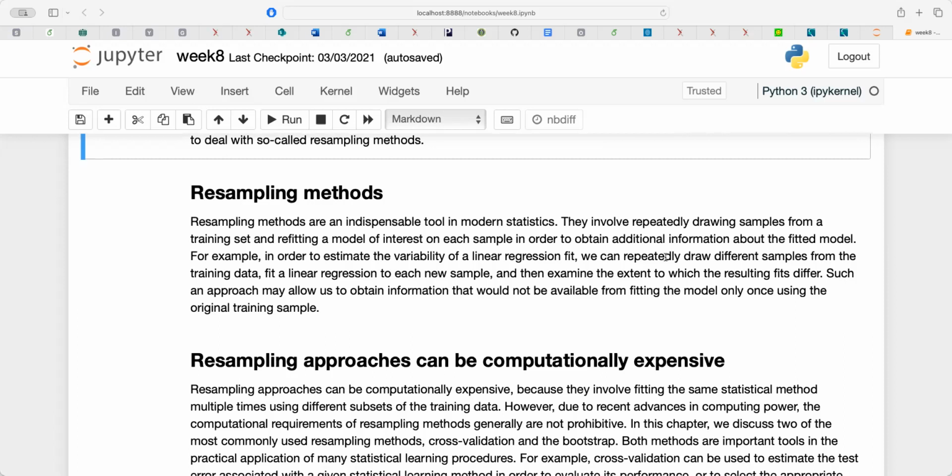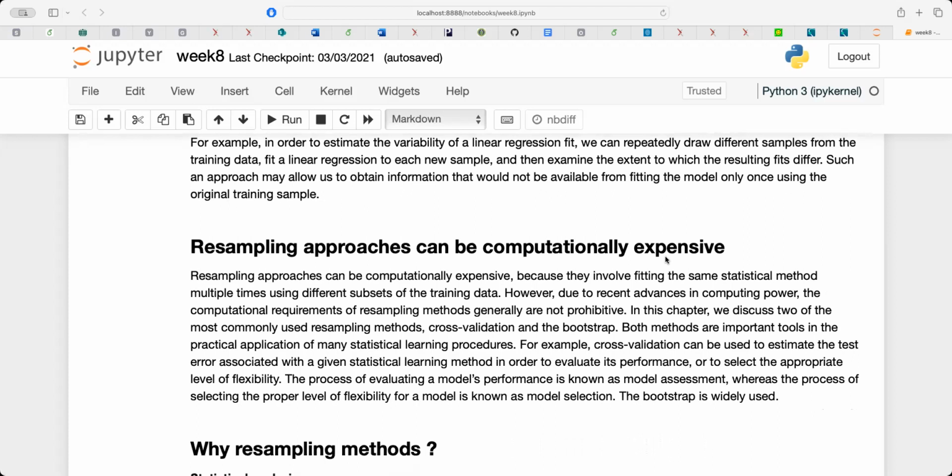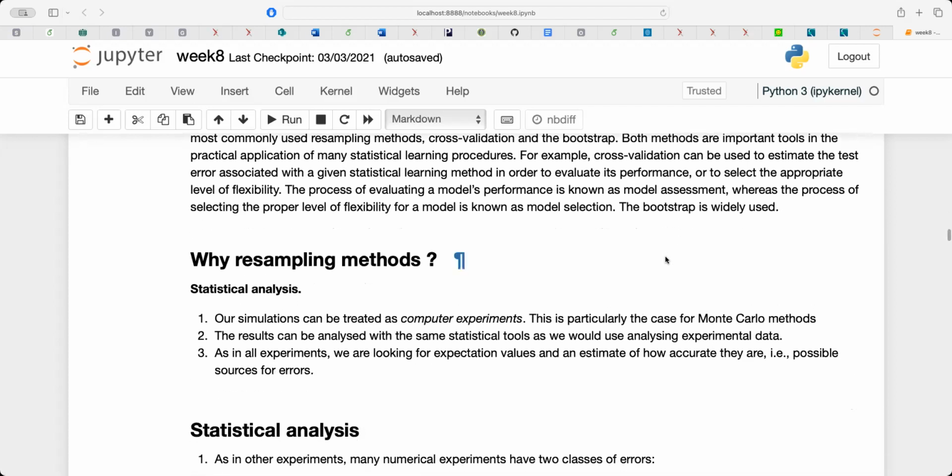Many of these methods can be computationally expensive. That is one thing. So you're often searching for a kind of compromise on how much you want to invest in CPU cycles and the precision which you want to have, or you're happy with. The bootstrap is the one which is widely used.